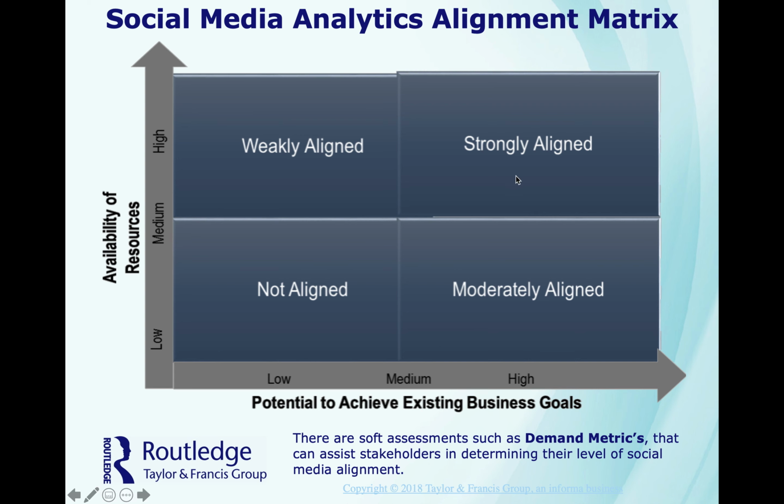So if you have a lot of potential in business and achieving your goals, but you don't have as many resources, you're moderately aligned. You're driven, you know exactly what you want, but the resources just aren't there. And vice versa for low, medium, and high on the other side. So just look through this chart. If I were to ask you a question, let's say you have high resources but low potential, where would you be? You would be in weakly aligned. So just think through these questions.